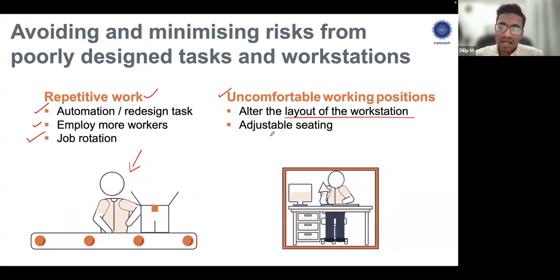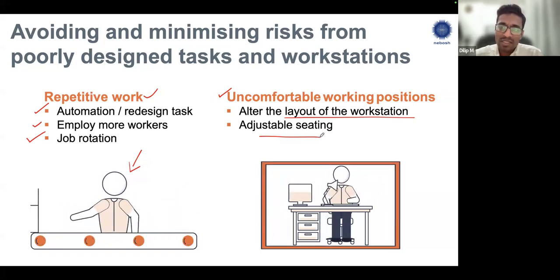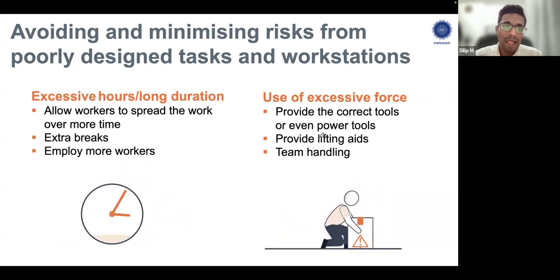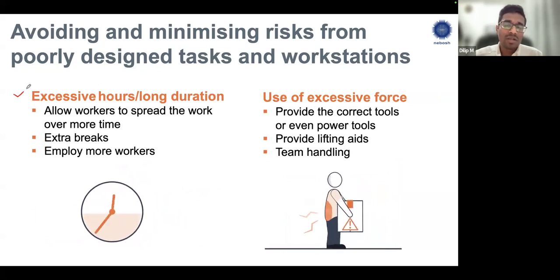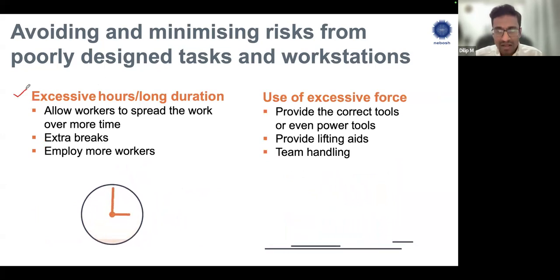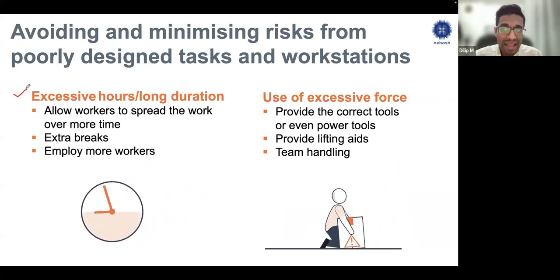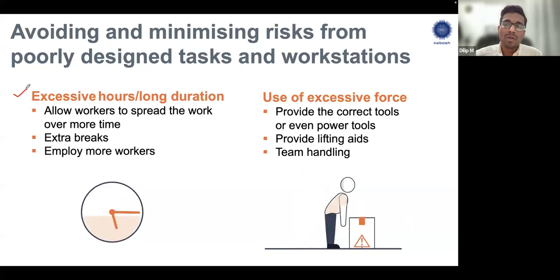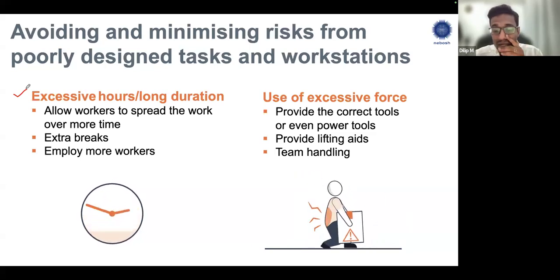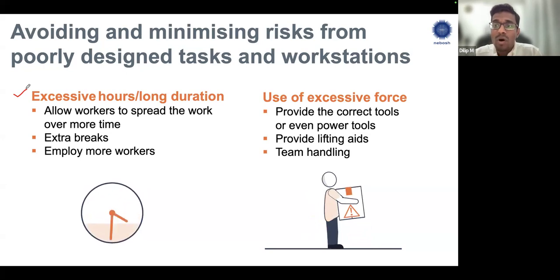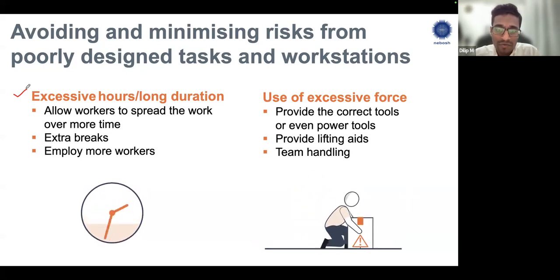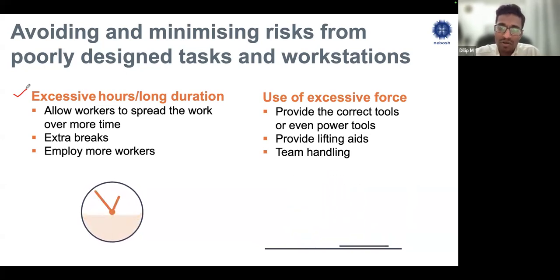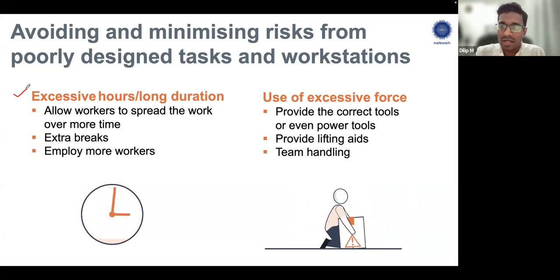Okay, and then adjustable seating. So all these could be considered as part of a control for uncomfortable working positions. And then excessive hours, long duration: include more breaks, again employ more workers, and allow workers to spread the work over more time. Okay, so by reducing the high work rate, if the work rate is high, like for 4 hours of extensive work they are doing, increase the work time.